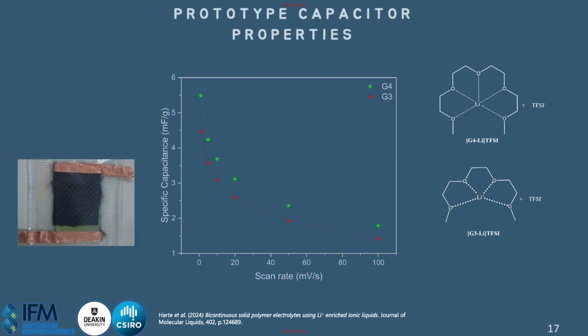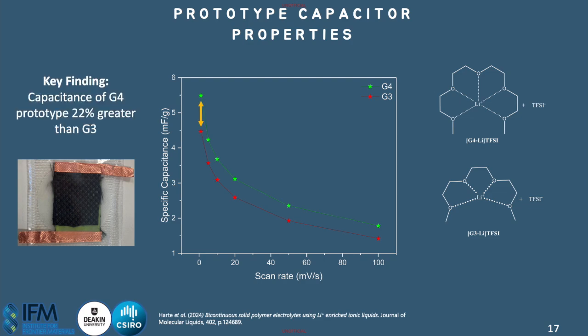So what happens if these are applied in capacitor devices and energy storage devices? Well, you can see here that the capacitance of the G4 system is actually 22% greater than the G3 system when applied in prototype capacitor devices. And this is purely because the electrolyte is more efficient and allows the capacitor to charge more efficiently and discharge more efficiently with lower resistivity.